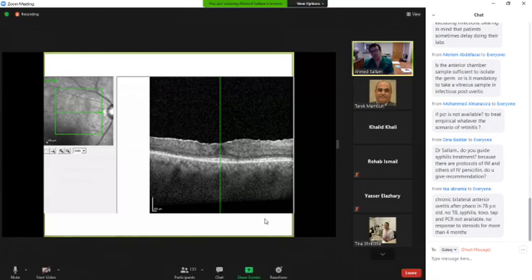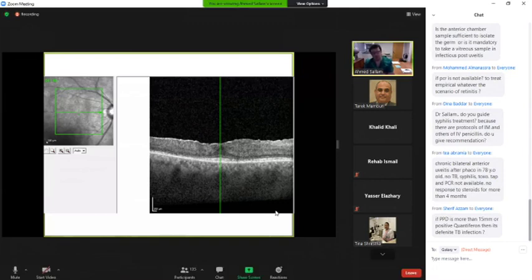I would start steroids. But retinitis or very severe vitritis and you're not sure what's happening and this could be viral, I would do a PCR, and I would not give steroids in this case.